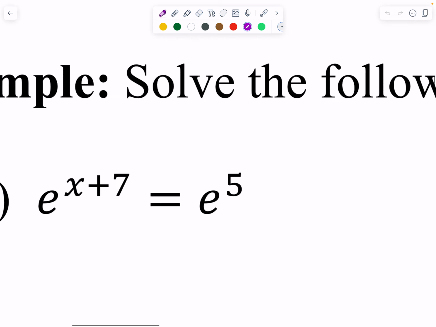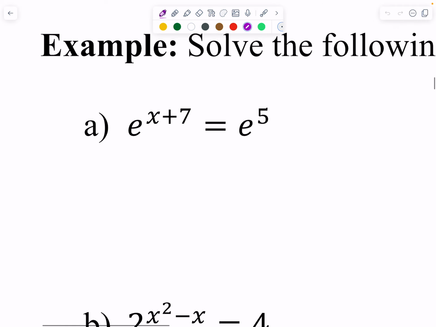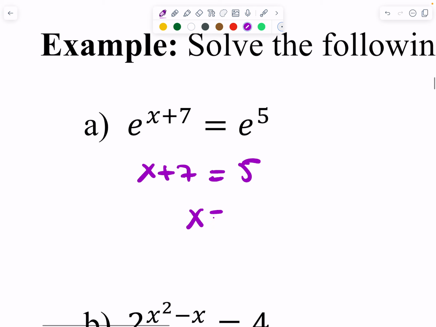So looking at this first example, pretty straightforward. We have e to the x plus 7 power equals e to the 5th power. So by the one-to-one property, since the left-hand side and right-hand side both have a base of e, we can conclude that x plus 7 is equal to 5. And then if we finish solving, using properties of equality and subtracting 7 from each side of the equation, we would get x is equal to -2. And that is our solution.